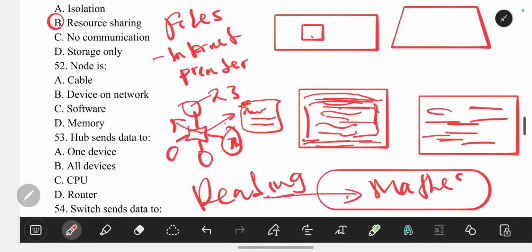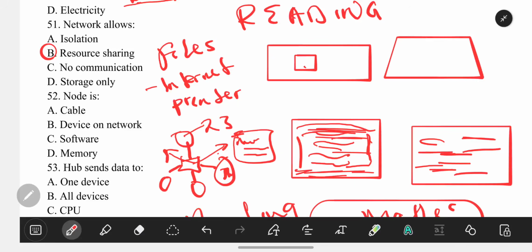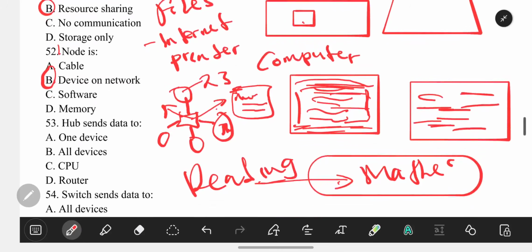Number 52, what is a node? A node is any device that is connected. So that is what we call a node. It might be a computer, it might be a smartphone, as long as it is connected to a network. That is what we call a node.